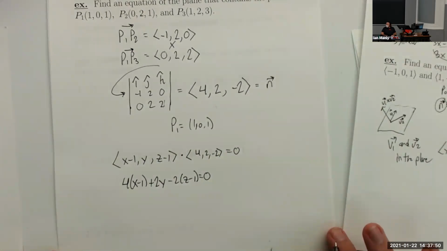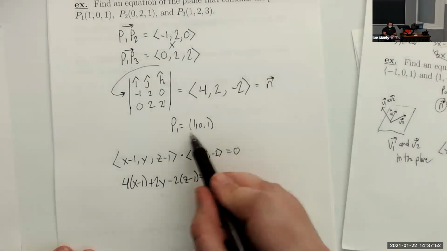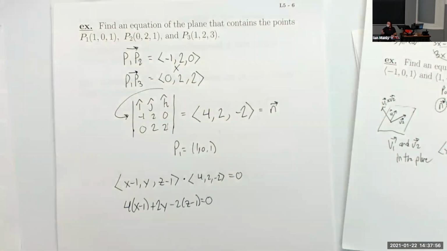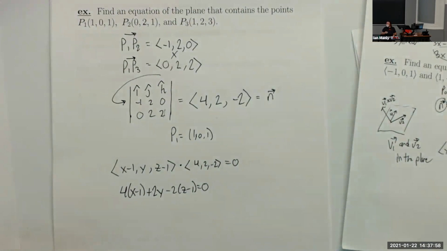So can we use any point for the dot product? Yes, so rather than 1, 0, 1, we could have used 0, 2, 1, or 1, 2, 3, or if you came up with another point on the plane, you could have used that as well. All of these are okay. Just like lines, there are actually many different equations for the same plane.